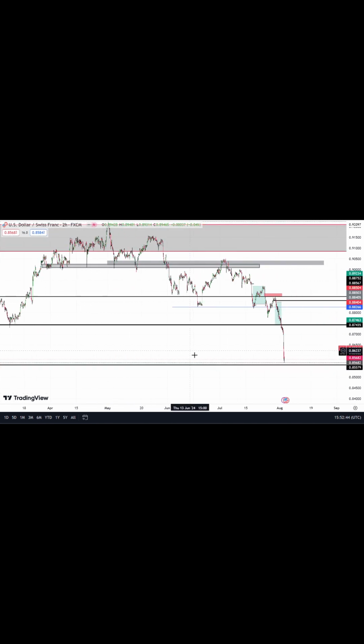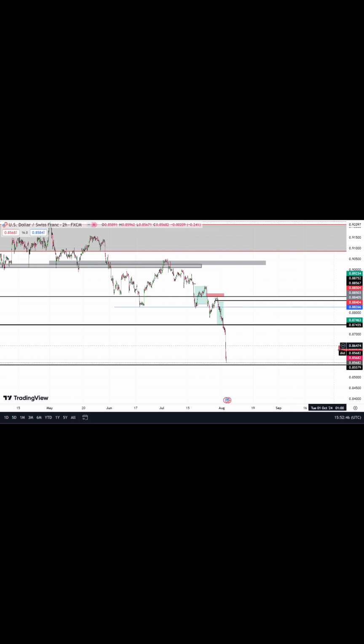Let me show you something. Hope you are following me so you can understand. As you can see, price came back to touch that zone, this demand zone, which is now turning into a supply zone, because once price breaks a demand zone, it automatically turns into a supply zone. Price came back to retest it, and now is heading back down.